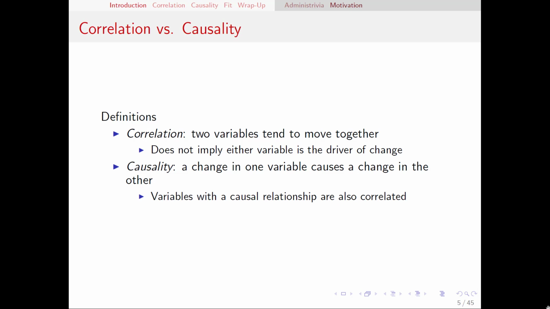To start out, we need to think about what is the difference between correlation and causality. Correlation means that we have variables that tend to move together. It doesn't imply anything more than that. One of the variables could be the driver of the change in the other, or we could have some third variable that's getting involved that is causing both the change. We don't know, and we're not making any claim to know. If we claim that there is a causal relationship, we're saying that a change in one variable directly causes a change in the other. Variables with a causal relationship also have a correlational relationship, but it's not necessarily always going to go the other way around.